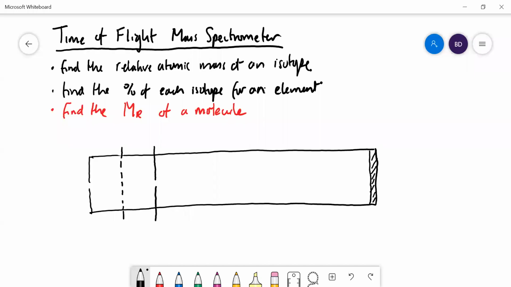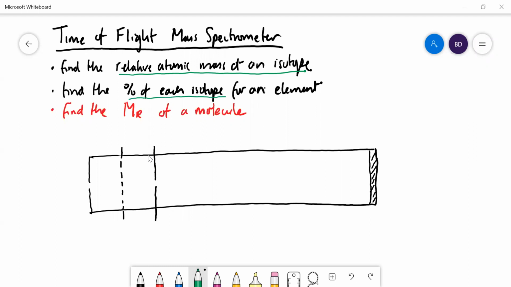Okay, we're going to talk about the time of flight mass spectrometer. Now, what's it for? Well, you can find out the relative atomic mass of an isotope. Also, it will give you the percentage of each type of isotope.